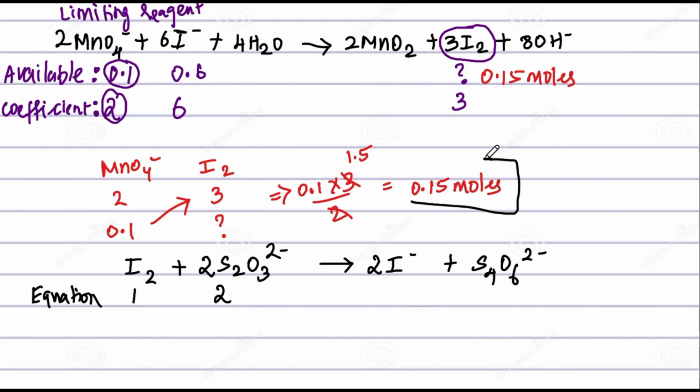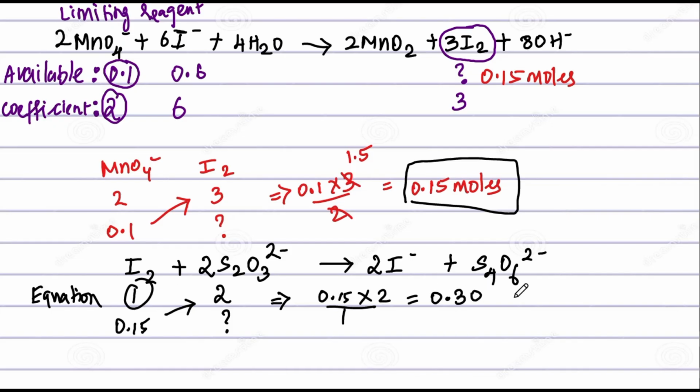Then in this problem we got 0.15 moles of iodine reacting with how many moles of S2O3 2 minus? Just do the cross multiplication. So 0.15 into 2 divided by 1. You will get 0.30 moles of S2O3 2 minus. Now you have to find the volume.